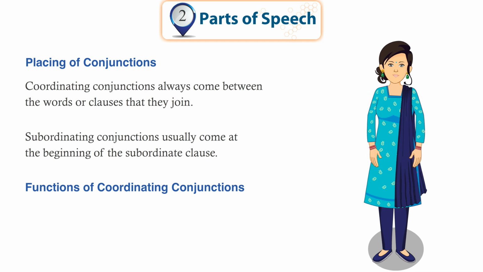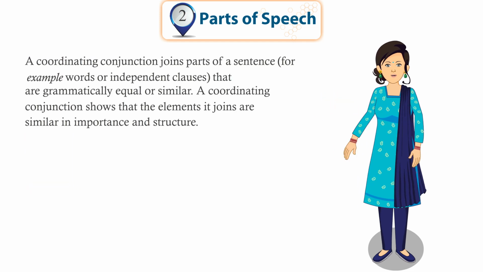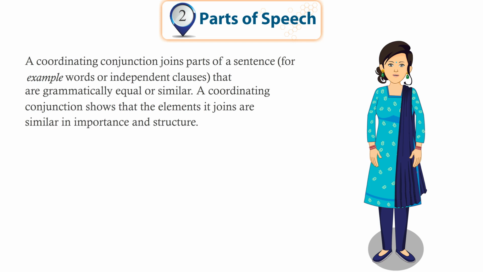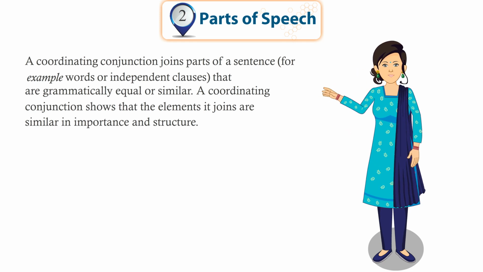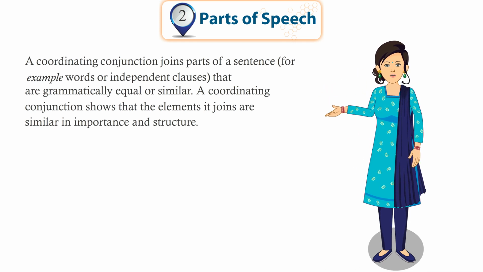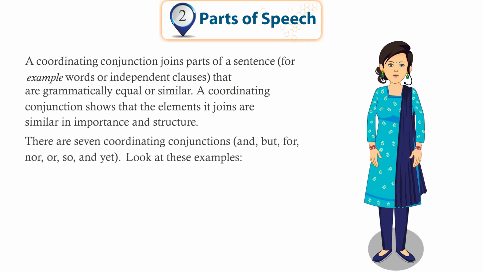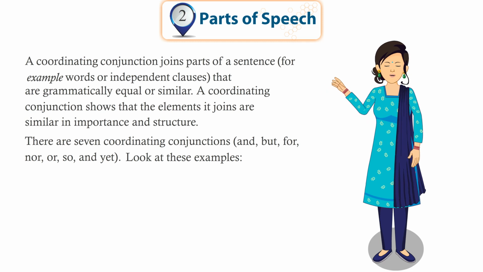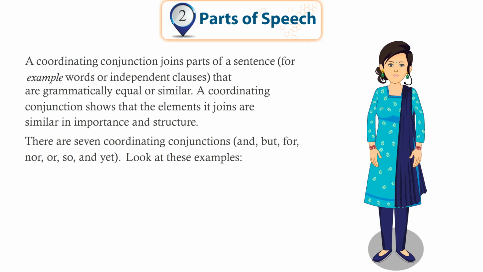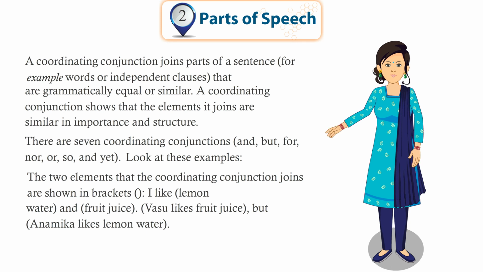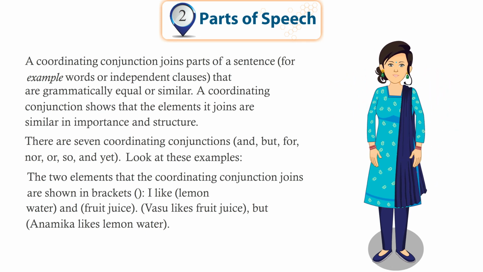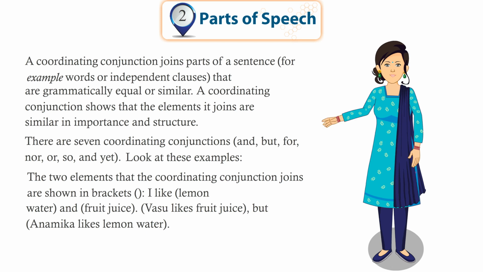Functions of coordinating conjunctions. A coordinating conjunction joins parts of a sentence, for example, words or independent clauses that are grammatically equal or similar. A coordinating conjunction shows that the elements it joins are similar in importance and structure. There are 7 coordinating conjunctions: and, but, for, nor, or, so, and yet. Look at these examples. The two elements that the coordinating conjunction joins are shown in brackets. I like lemon water and fruit juice.